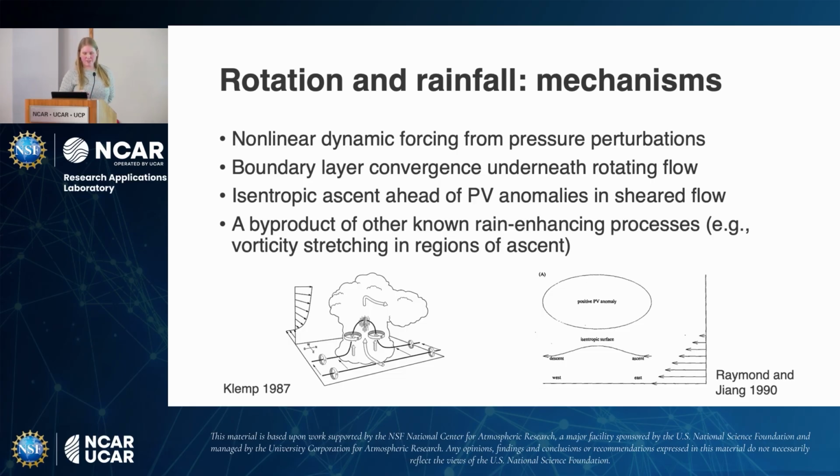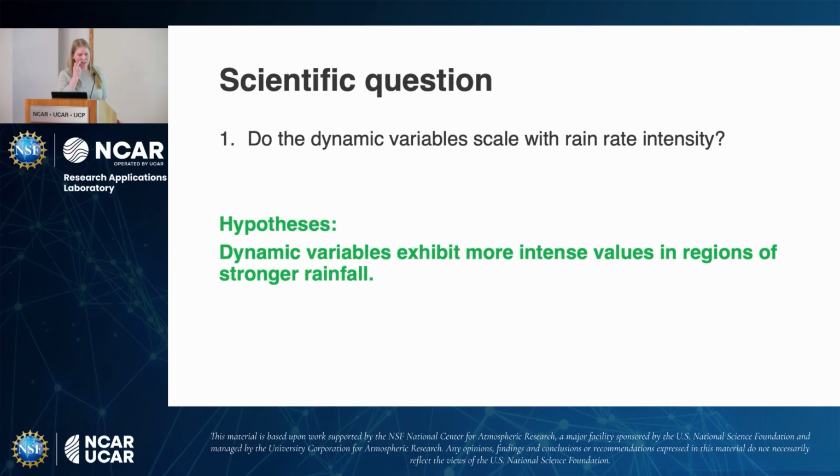But thinking about all of this prior work, our scientific question was, do the dynamic variables scale with rain rate intensity? Our hypothesis was that yes, they would scale, and I think also important is that they're not fundamentally different. You just see a systematic increase in those.